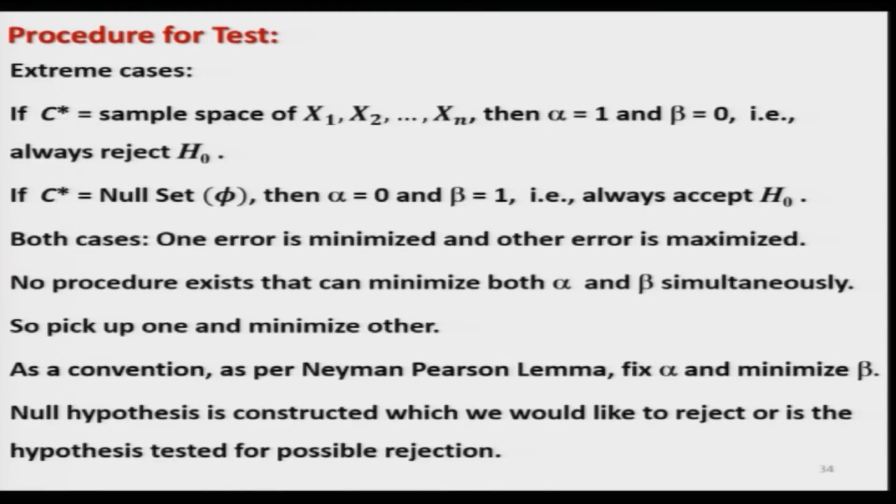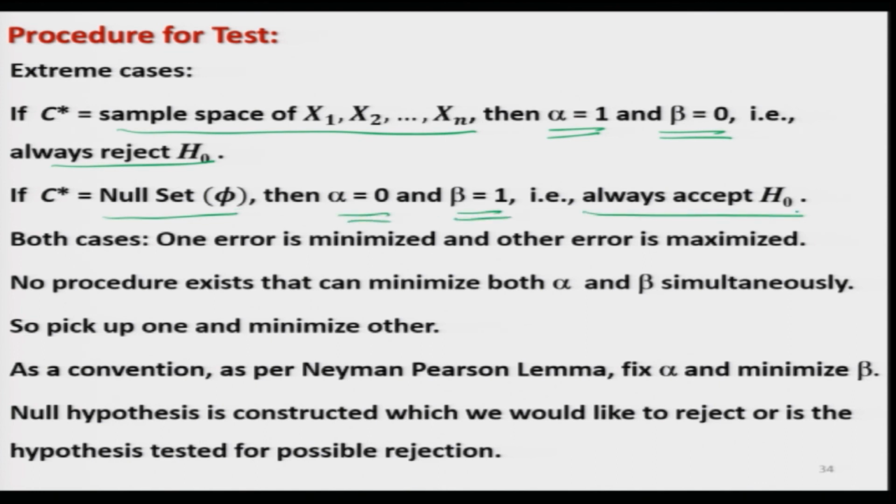Just to give you an example, consider the two extreme cases. Suppose C star is the entire sample space; then alpha will become 1 and beta will become 0, that is, you always reject H0. And if C star is a null set, then alpha will become 0 and beta will become 1, that is, you always accept H0.